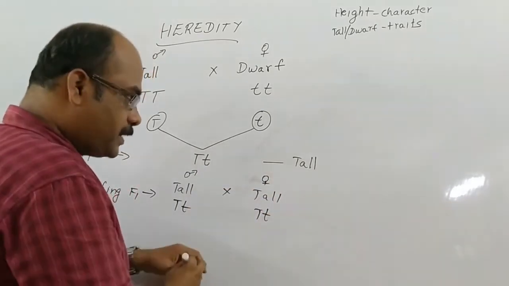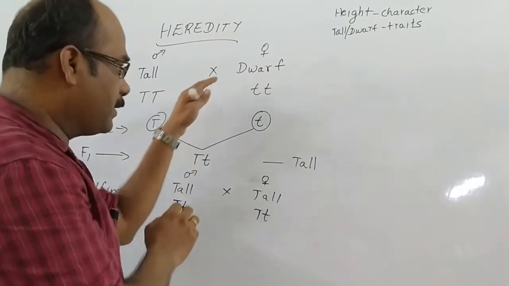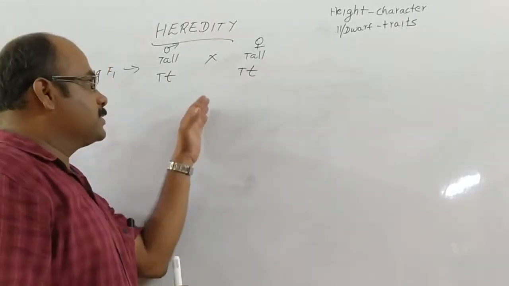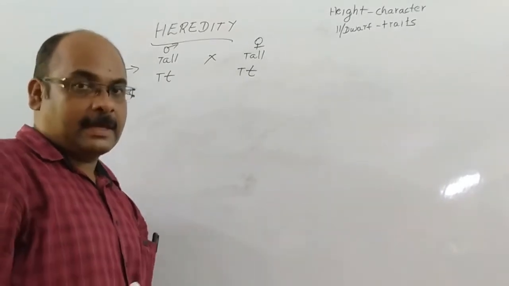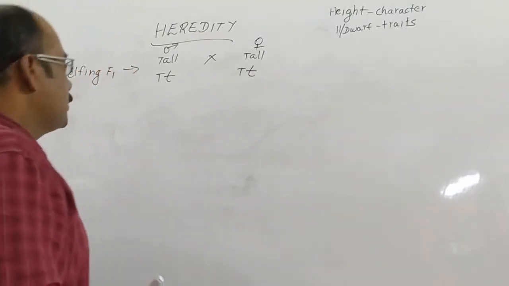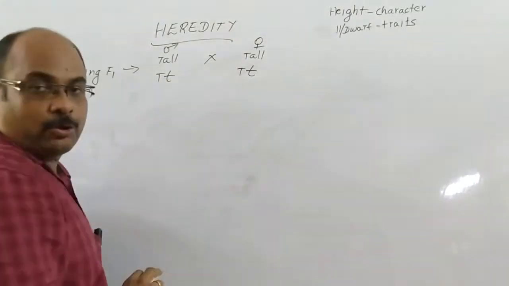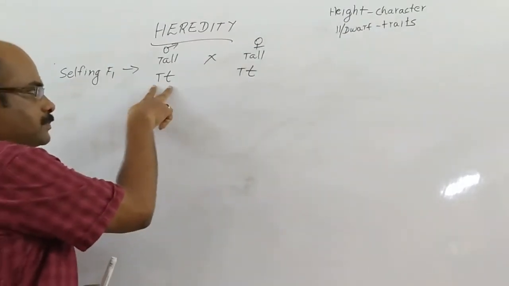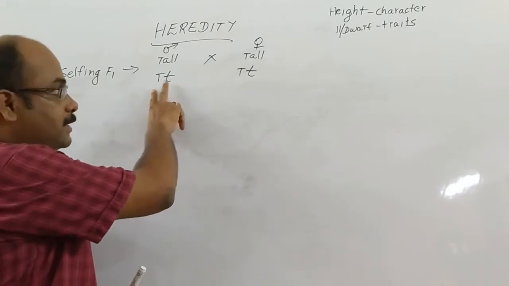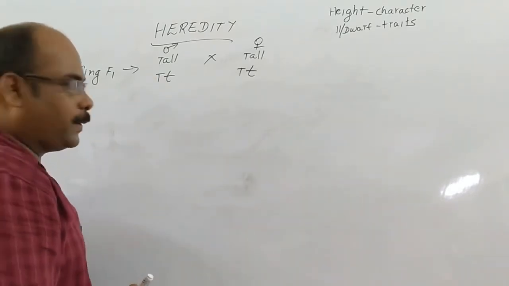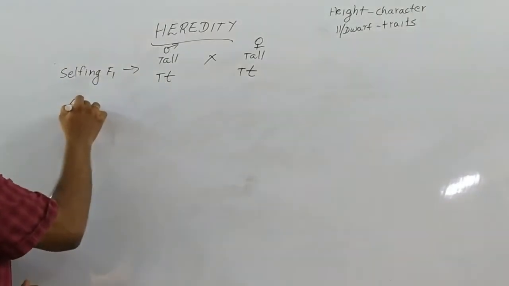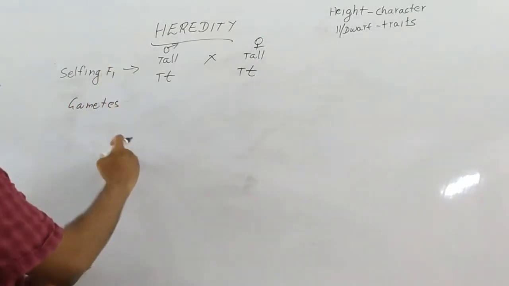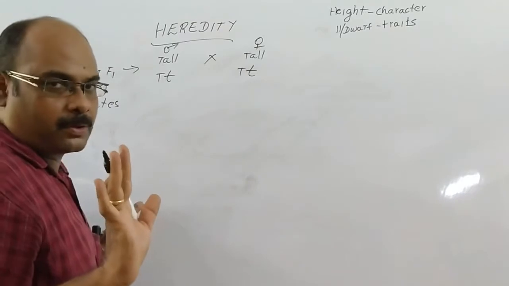Now I don't have space here, so I will start again from here. So this is the selfing of that F1 generation. Here we have written the phenotype, and these are the genotypes. Here there are two types of alleles; the alleles are different, not the same. So next step is the gametes. You have to write the parents, gametes, and young ones. Only three steps are there in doing the cross.